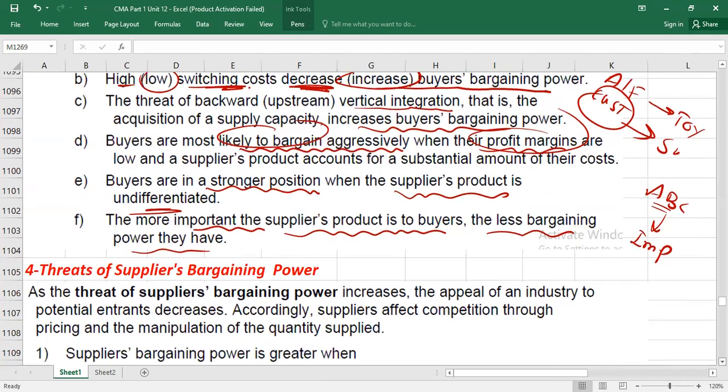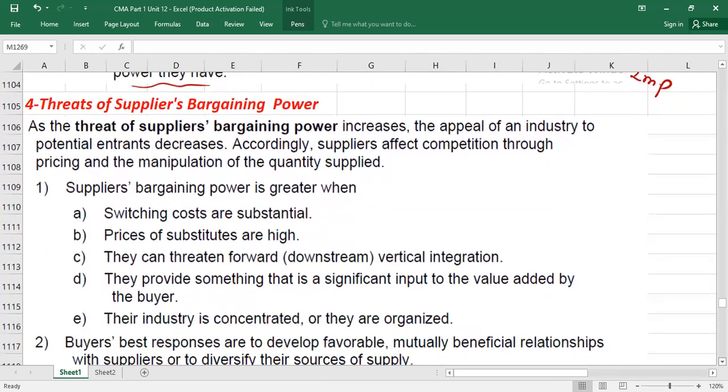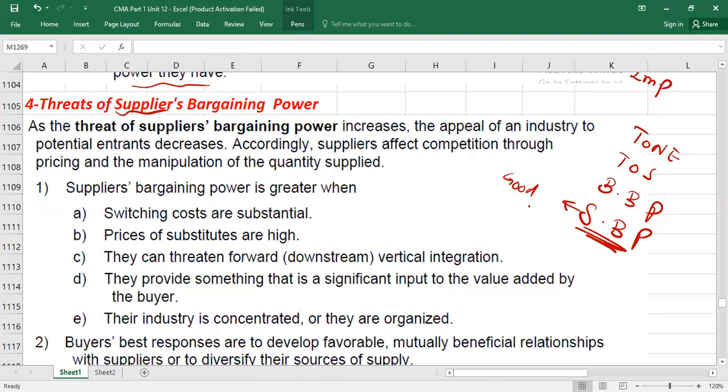Then we have the threat of suppliers' bargaining power. So we have the threat of new entry, first point. Then we have the threat of substitutes. Then we have buyers' bargaining power. Now we have suppliers' bargaining power. Being a supplier, if you are in a strong position, that is good for you. If the buyer is in the strong position, that is bad for you.